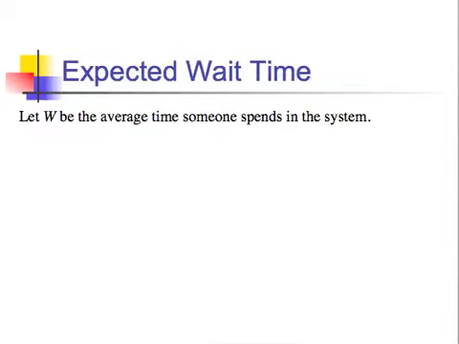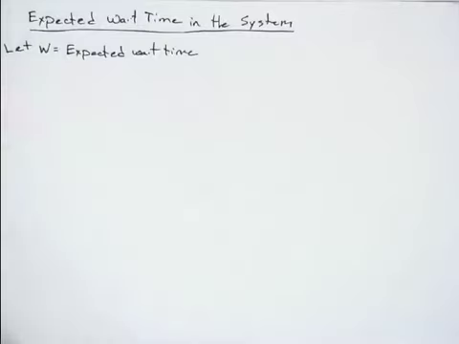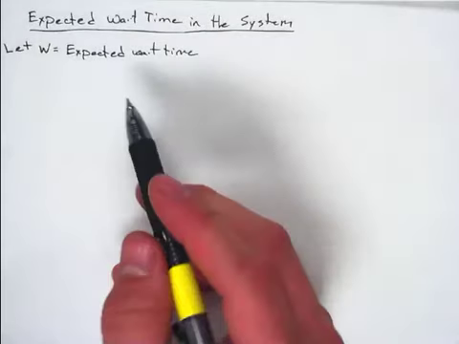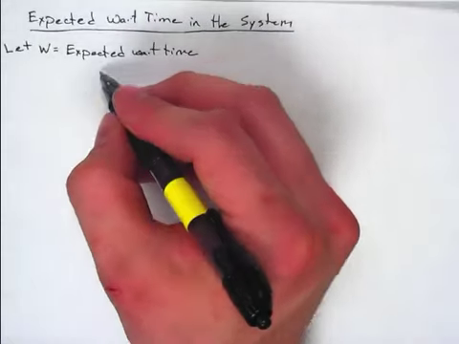So if you're in the system, how long do you expect to be there? We're going to let W be that expected wait time. And so we'll go over and take a look at this. If we let W be that expected wait time, I'm going to try to draw this with a diagram. So we draw a diagram here.